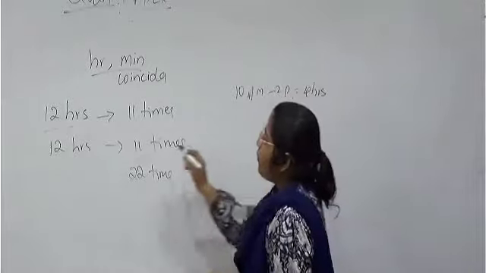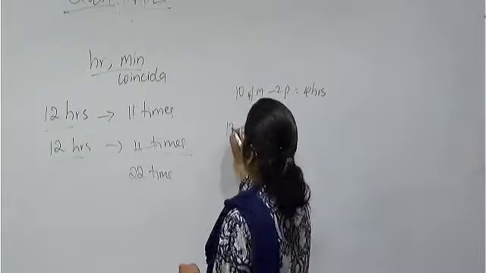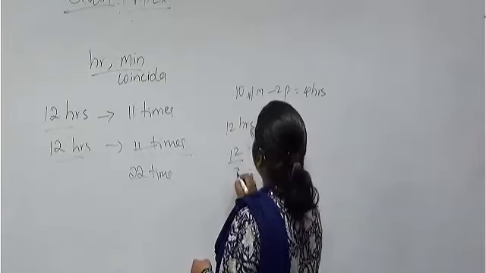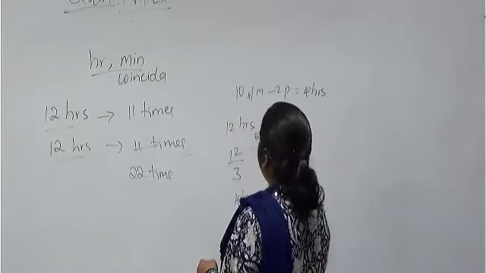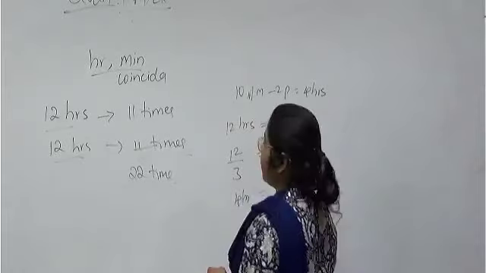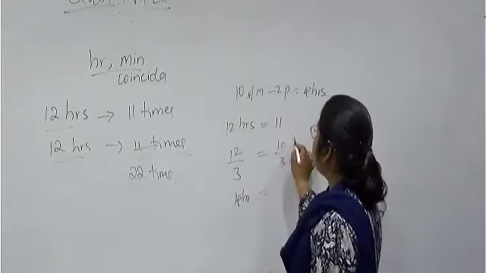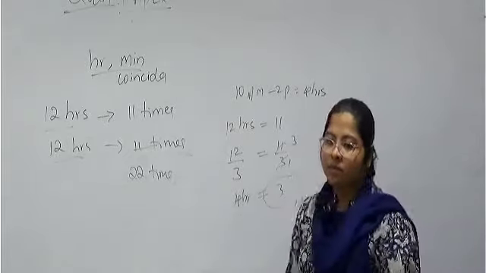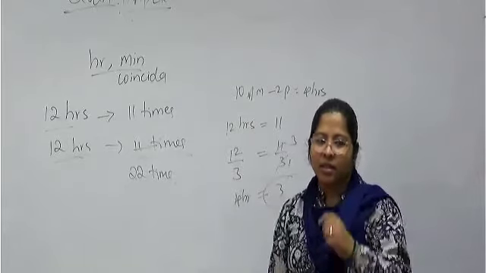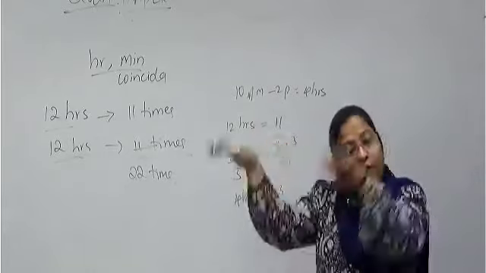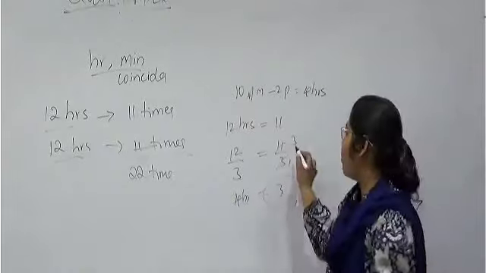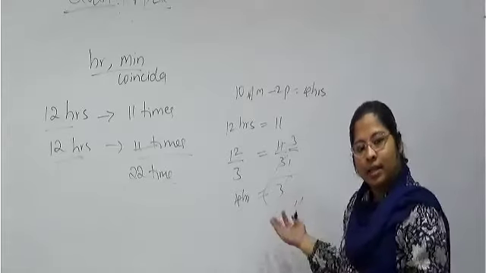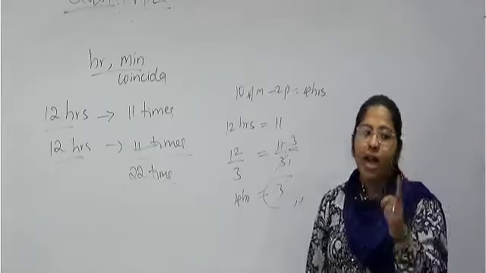4 hours. If in 12 hours it coincides 11 times, then 12 by 3 hours will give you what? 4 hours. So 11 by 3 will give you what? 3 ones are 3, 3 threes are 9. That means you can't take any point. So it is 3 times. Answer is 3 times. If it is a decimal, you don't round off and make 4 times. You should always take the number that you get. Understanding? So in 4 hours, how many times does it coincide? 3 times.